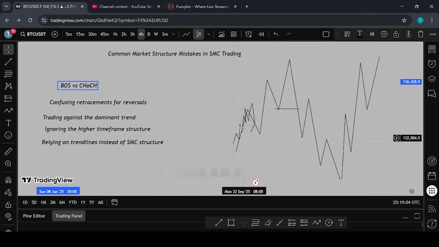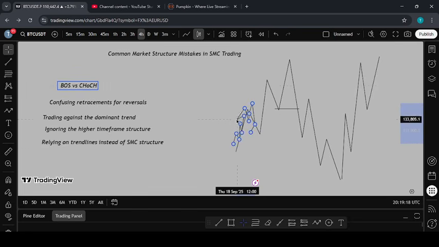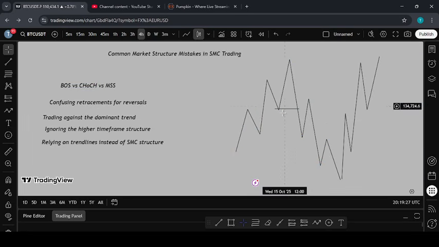So you just need to understand the concept. When we say market structure shift, the market is shifting the overall trend, but most times I use market structure shift because I'm currently on a particular time frame. So I believe that should explain it. I've talked about it seriously in the past when we were talking about market structure. So we just want to confirm the mistakes.